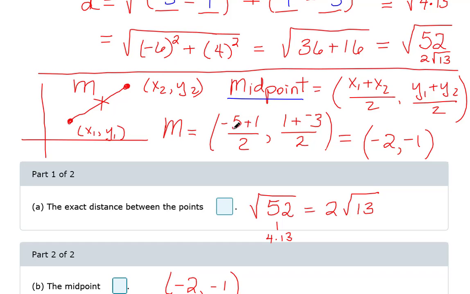So minus 5 plus 1 is minus 4. Minus 4 over 2 is minus 2. And 1 plus a minus 3 is a minus 2. Minus 2 over 2 is minus 1. So that's the actual coordinates of the point that is halfway in between the 2 points that they gave us.